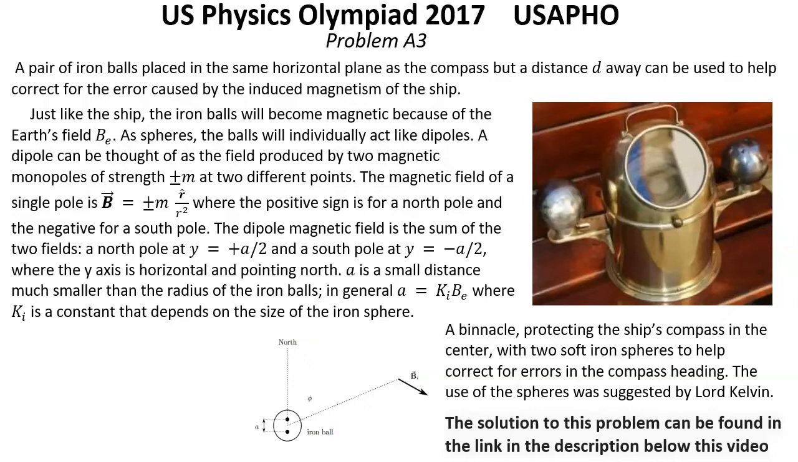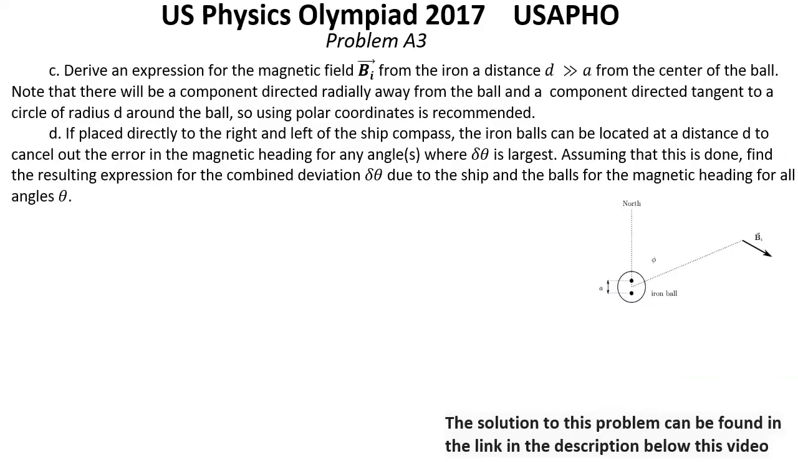Questions. Question C. Derive an expression for the magnetic field BI from the iron a distance D much greater than A from the center of the ball. Note that there will be a component directed radially away from the ball and a component directed tangent to a circle of radius D around the ball. So, using polar coordinates is recommended.